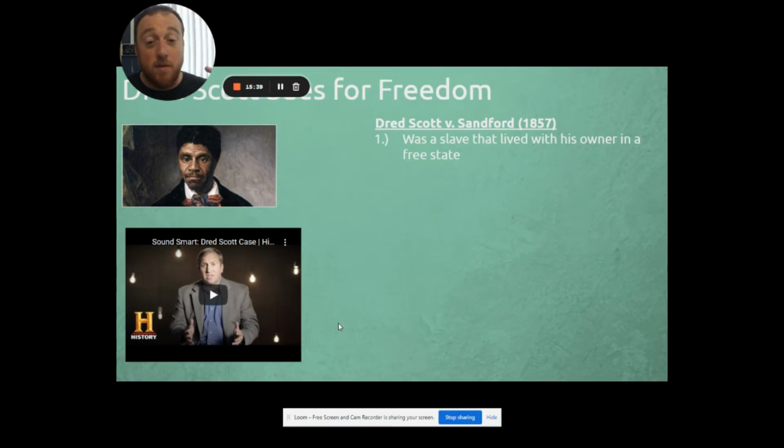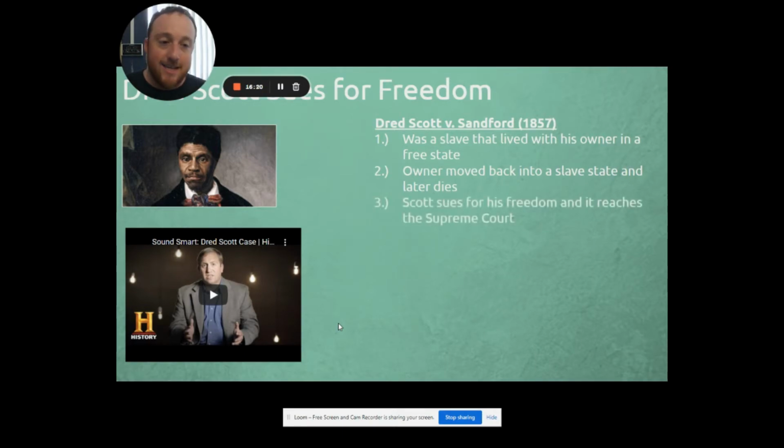This is a really important case because Dred Scott was somebody that was suing for his freedom. The story behind him is that he was a slave in the Southern territories, and his owner took him to the North where there was no slavery. He lived there for quite some time, and then his owner goes back into the South, into a slave state, and dies.